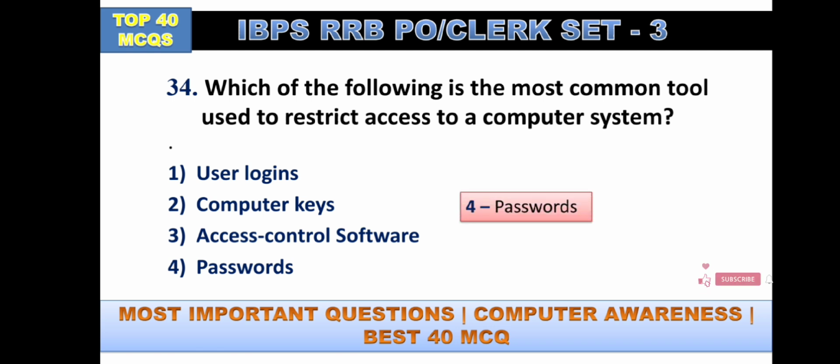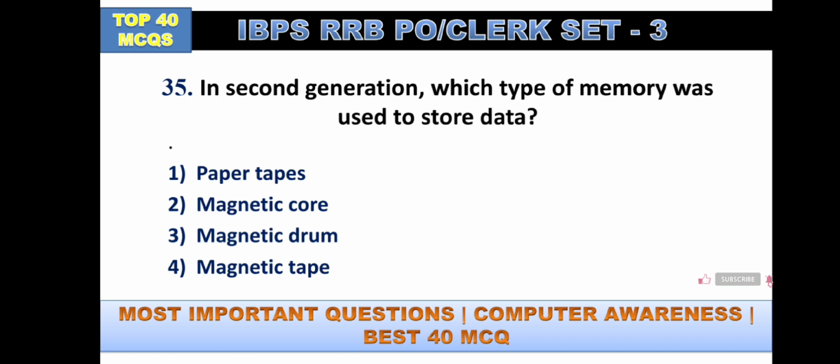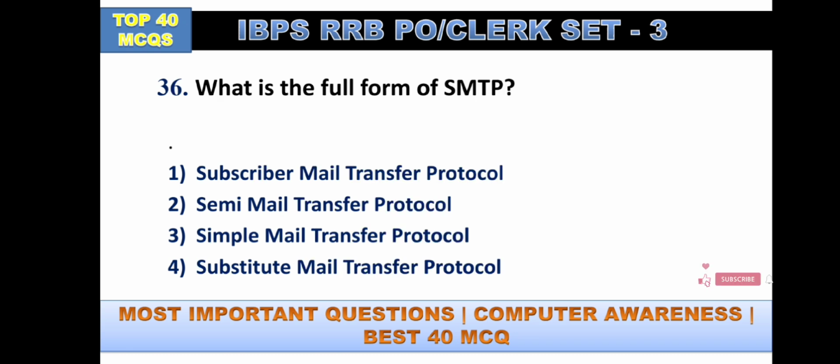Okay. Password. In second generation, what type of memory was used to store data? So in second generation, we use magnetic core. And write in the comment section what we use in second generation. What is the full form of SMTP? See, SMTP means Simple Mail Transfer Protocol. Simple Mail Transfer Protocol. And what's the port number of SMTP? Write this also in the comment section.